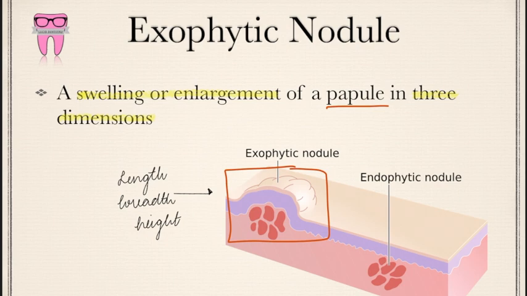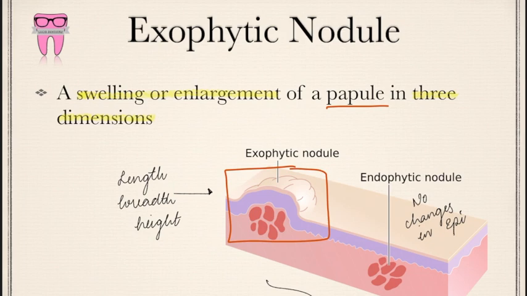Now, the difference between exophytic and endophytic nodule is that endophytic nodule shows no changes in the epithelium. There are only changes in the dermis, whereas exophytic nodule grows in such a way that you can visibly see it. You can visibly see the differences on the skin.